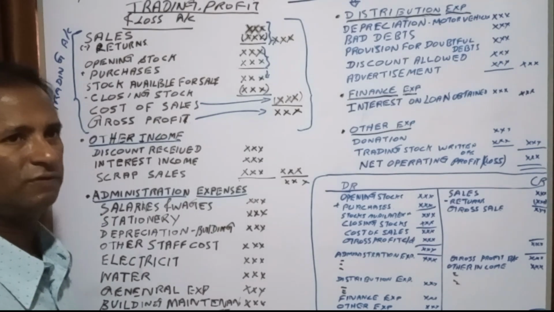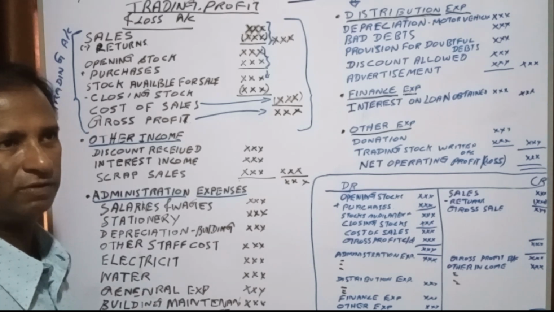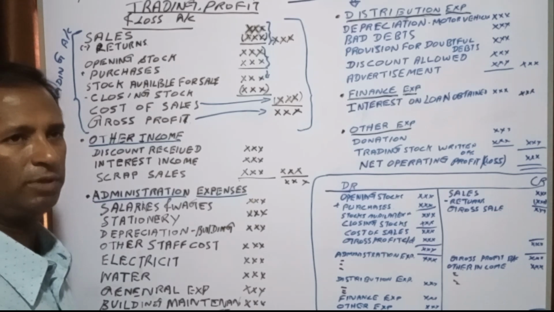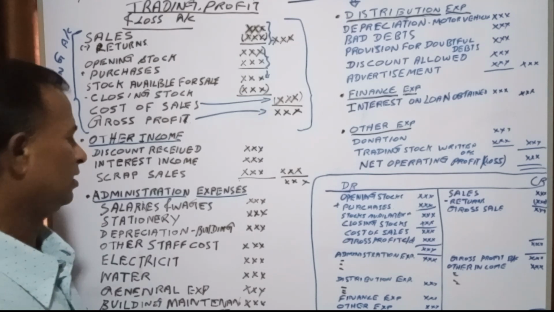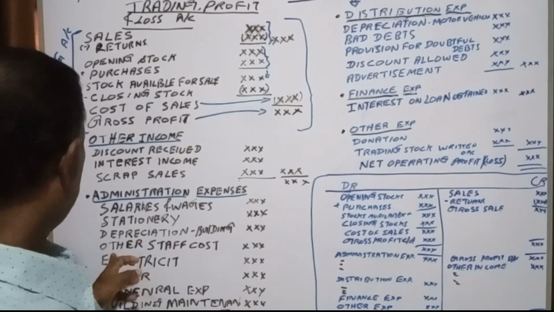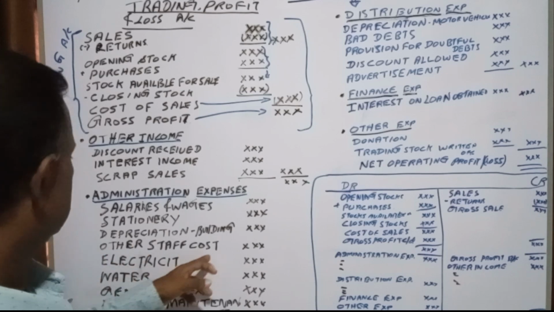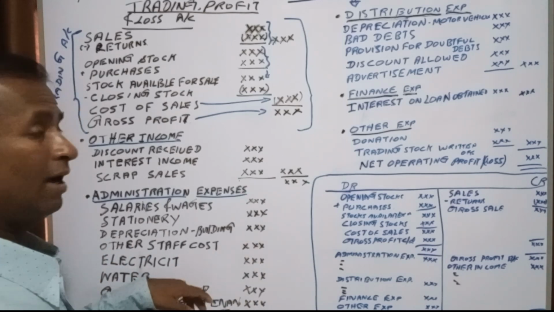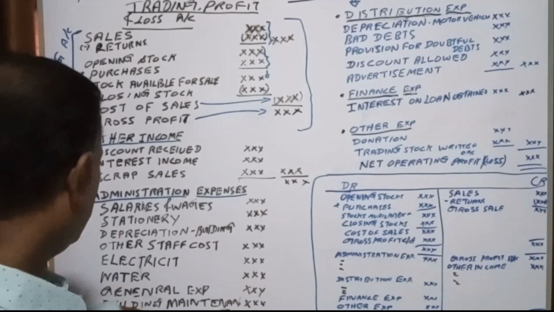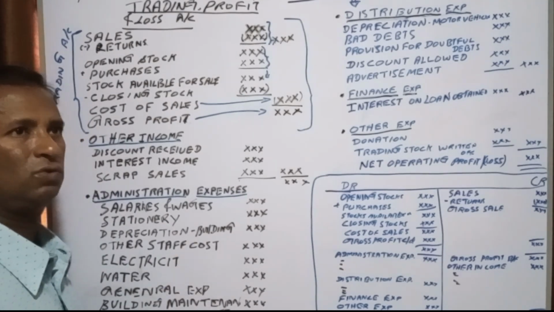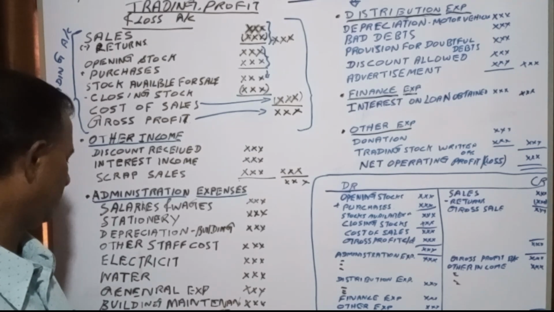Other staff cost, we can say, is the statutory payments which we have to pay on behalf of the staff's salaries and so on. Yes, that comes under other staff cost. And electricity and lighting, water, general expenses, building maintenance. If you want to do the painting for your own building, that cost comes under building maintenance.